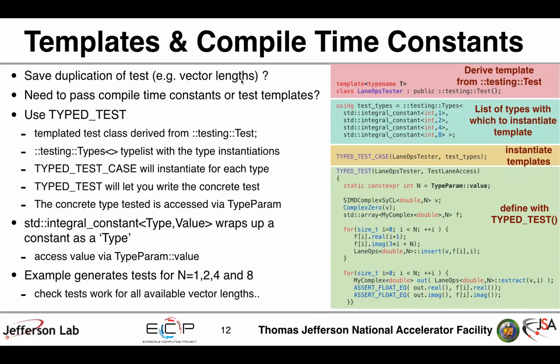And the only other difference is that I need to have this yellow box, which says that please instantiate the laneops tester class for all the types that are in the type list test types. And apart from that, everything is the same as before, except now I can access TypeParam::value, and now I can test my code for all the SIMD lengths I'm interested in. And of course, you can use this for other types, and you don't have to use them necessarily for integers. You can use them for actual template types where you need a type and so forth.